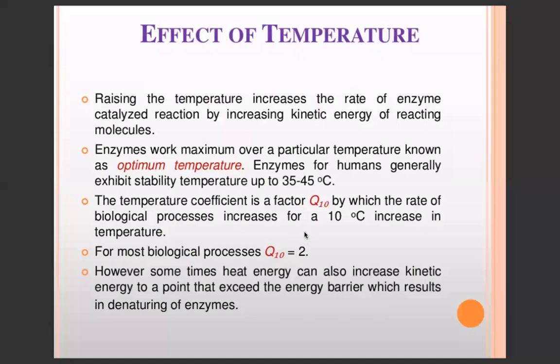For most biological processes, by increasing 10 degrees C, we can speed the reaction up to double. However, sometimes heat energy can also increase kinetic energy to the point that it exceeds the energy barrier, which results in denaturation of the enzyme. Please remember this line. Up to some level, by increasing temperature, we can speed the reaction in the presence of an enzyme. Beyond that level, we cannot speed that reaction. We can denature the enzyme.